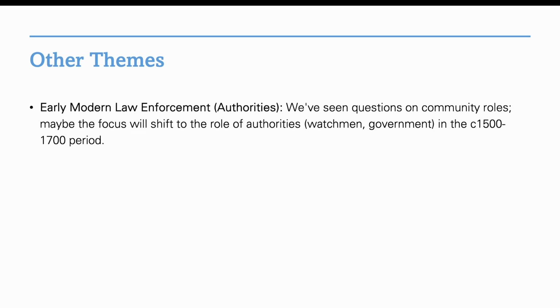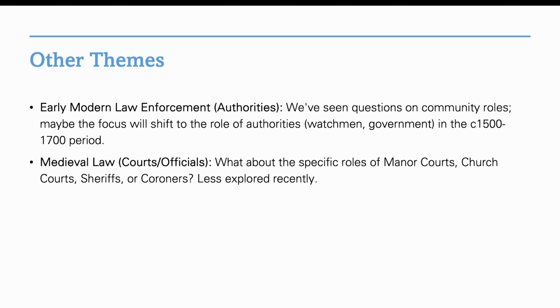What else could come out? We think you should also focus on early modern law enforcement, specifically authorities. We've seen questions on community roles. Maybe the focus will shift to the role of authorities such as watchmen and government in the c. 1500 to 1700 period. We highly recommend you prepare for medieval law. Think about the specific roles of manor courts, church courts, sheriffs, or coroners. These have been less explored recently.